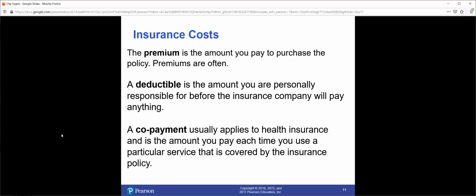There's also a copay, which usually applies to health insurance and is the amount you pay each time you use a particular service that is covered by your insurance policy. Copays, for example, prescription drugs have copays usually. And the fun thing about insurance is the higher your premium, the more you're paying the insurance company per month, the less you pay in deductibles and copays per actual use of insurance.